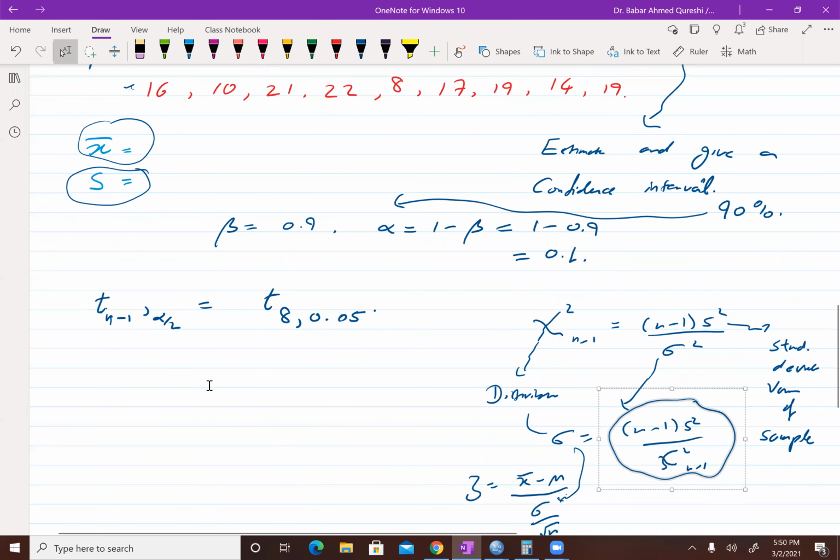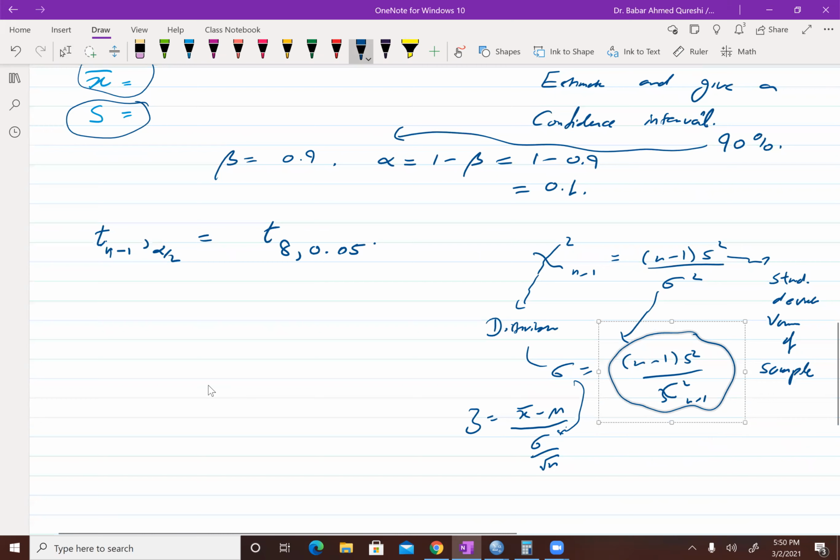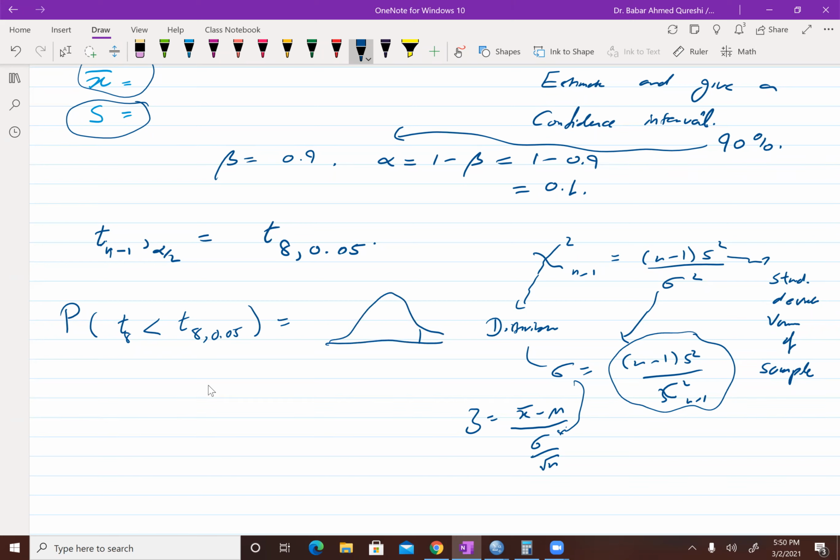And how did I define it? I can define it through a cumulative probability that t is less than this critical value, so that the probability would be, remember, it is this thing which is 0.05. So if I'm doing the cumulative distribution, then this would be 0.95. This is just 1 minus alpha by 2. So 0.95.